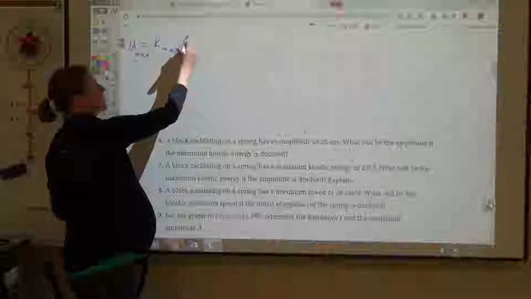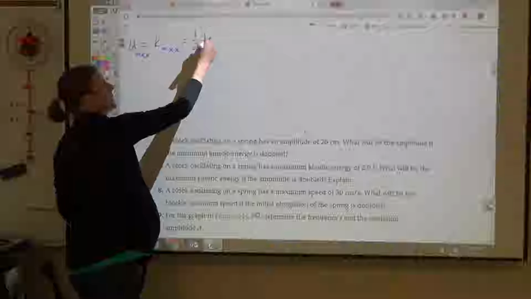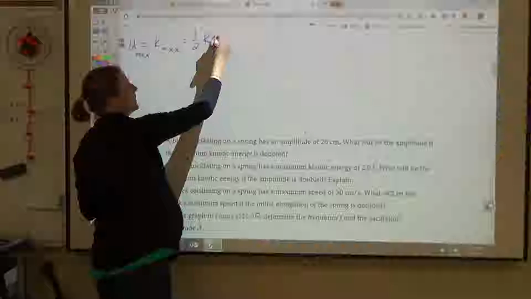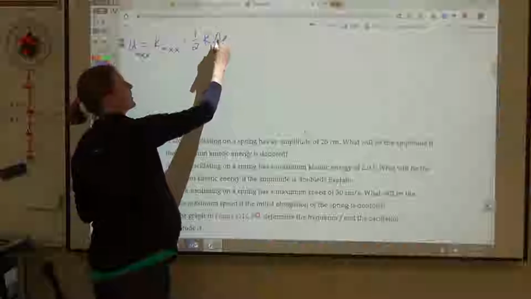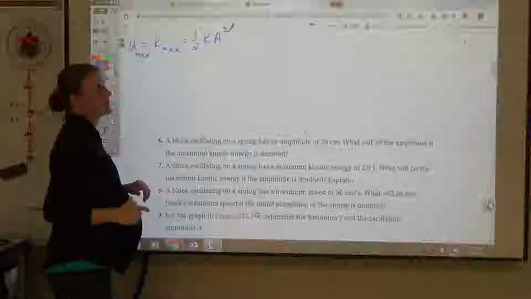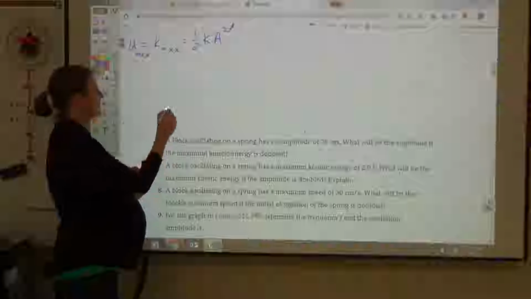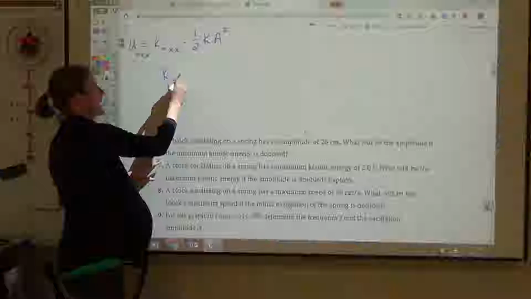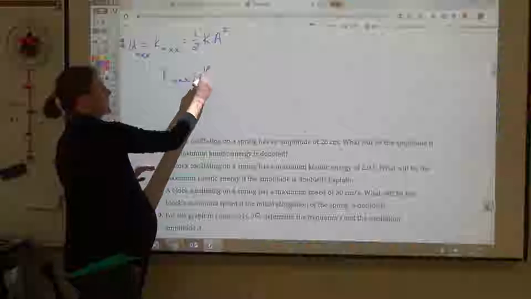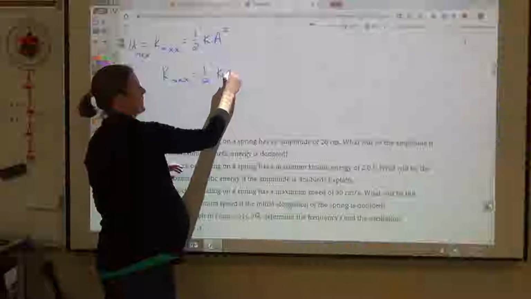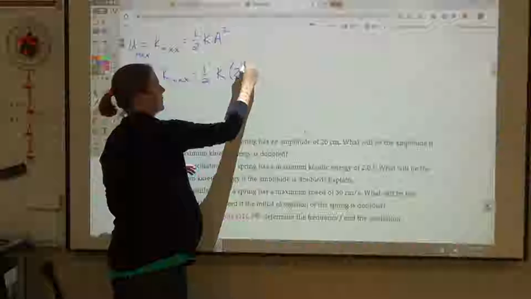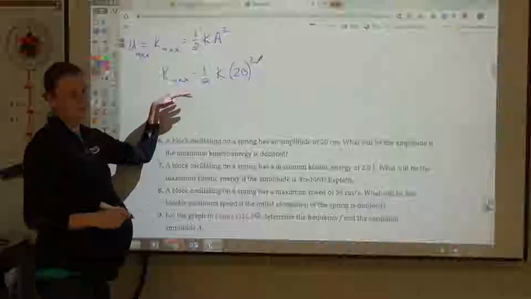And the maximum potential energy is 1/2 K A squared, where the amplitude would be your X. So originally I've got some maximum kinetic energy of 1/2 K times 20 squared. That's the original setup.